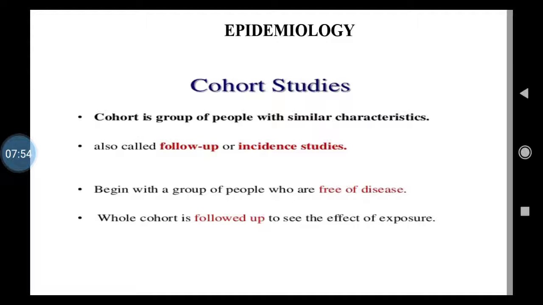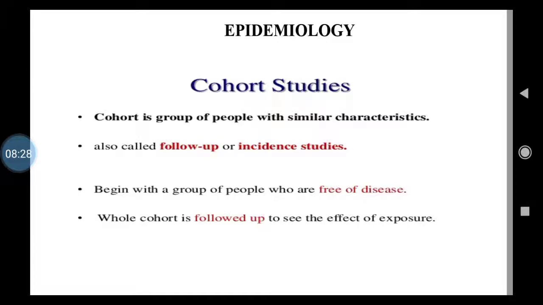Now this cohort is a group of people with similar characteristics. So a group is selected where the whole group has common characters or common symptoms. This study is also called a follow-up study or incidence study. Now this can also be carried out on a particular group who are free from disease, but some characters are similar.